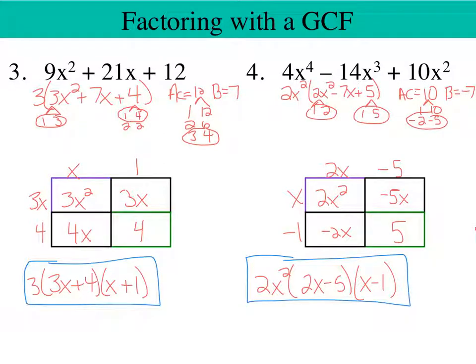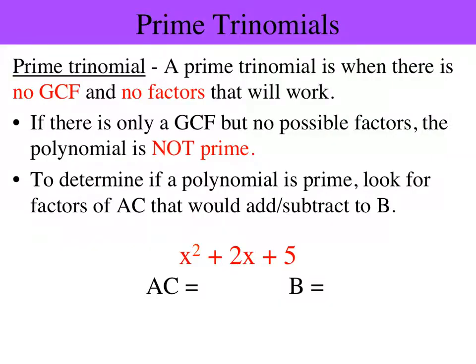Okay, so example 3 should have been a GCF of 3, and then your two factors should have been 3x plus 4 and x plus 1. I have box method shown and kind of guess and check up at the top as well. I did not show grouping, but it's very similar to box method. And the number 4 GCF was 2x squared, and then your factors should have been 2x minus 5 and x minus 1 along with your GCF. And then that's it for factoring with GCFs.